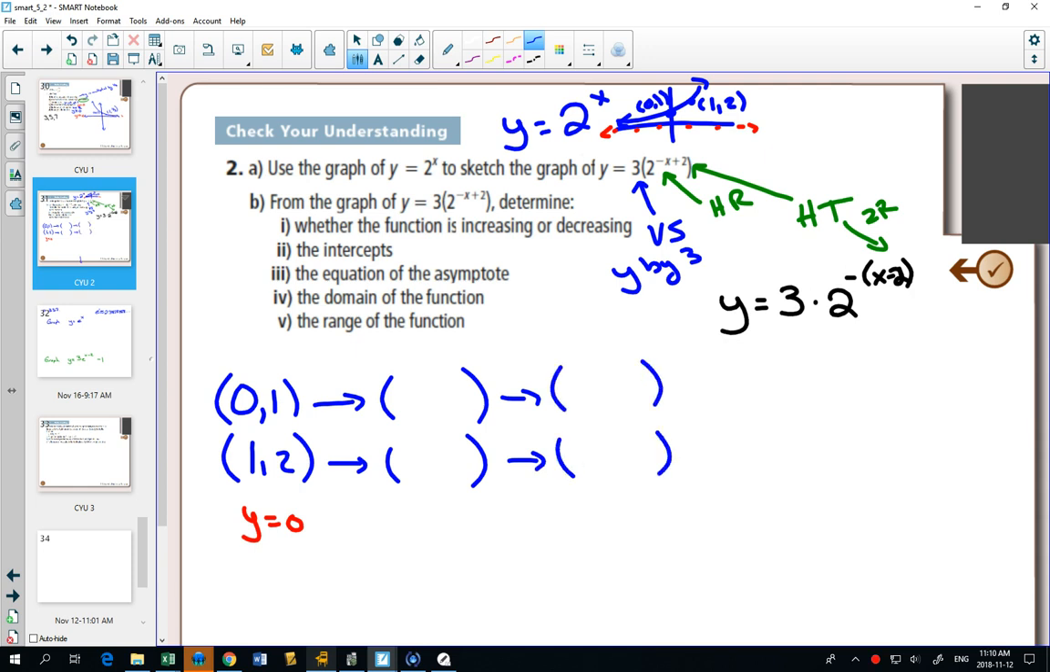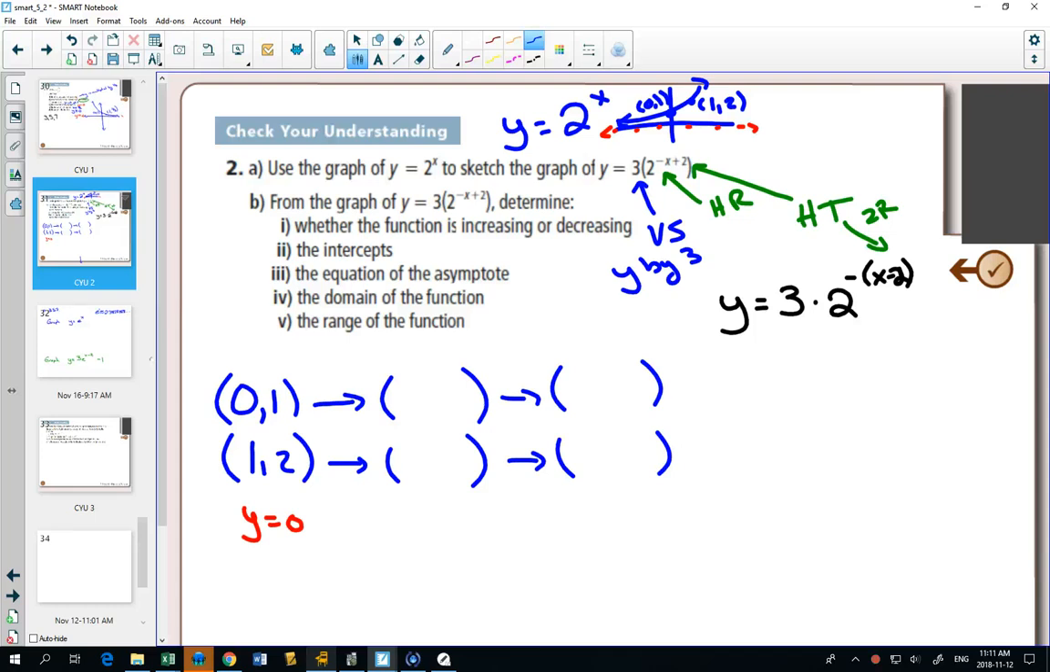Yes? So what would happen if the negative on the exponent is the reflection, then what would happen if you have a negative 2? Like negative x minus 2? When you factor, like, 3 times 2 to the negative x plus 2. Does that make sense?